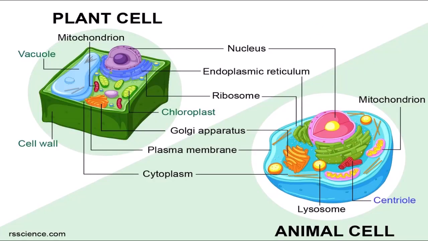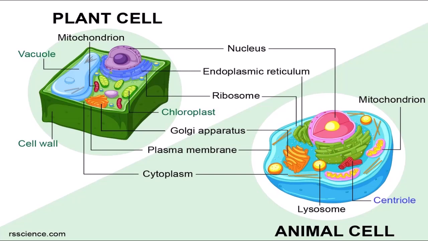So let's start with animal and plant cell now. As you are seeing on your screen, the structure of animal and plant cell. The cell shape of a plant cell is square or rectangular, whereas the animal cell is irregular or round in shape. Cell wall is present in the case of plant cell, whereas cell wall is absent in the case of animal cell. Cell membrane is present in both animal and plant cell.